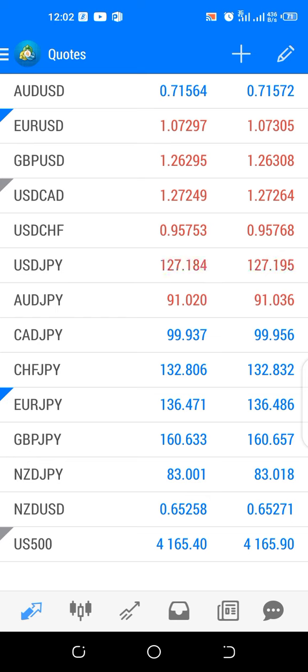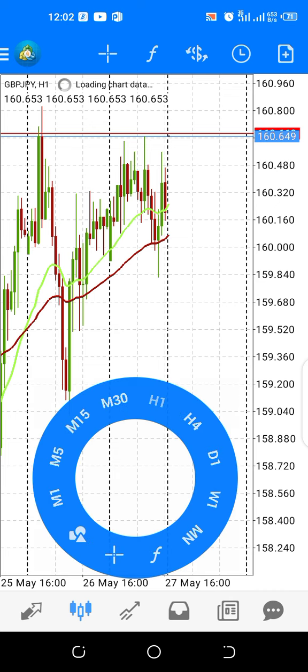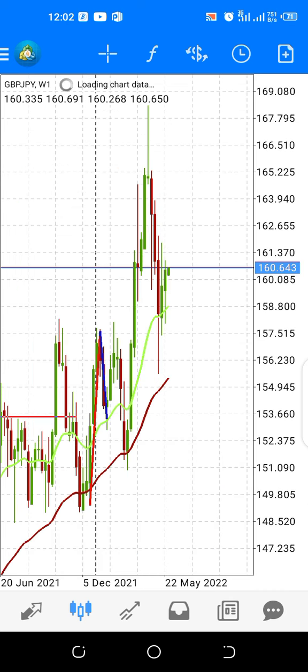Let's look at the Japanese pair. Okay, let's check out the Great Britain pound Japanese yen. Okay, what happened last week?